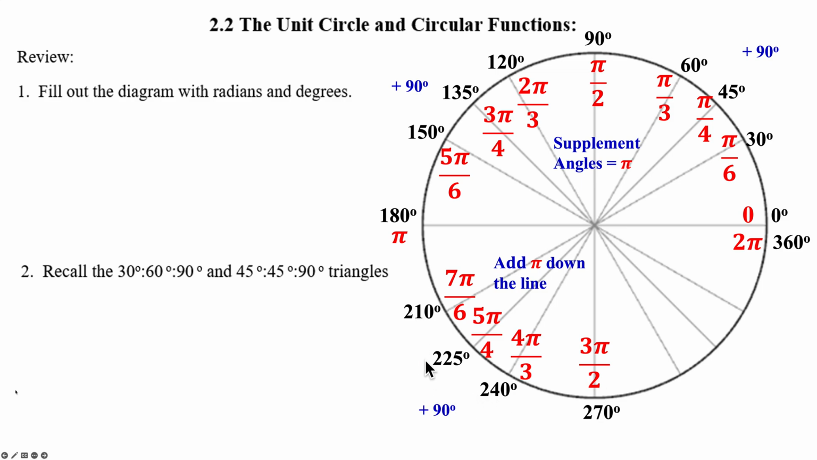Add 90, 210 plus 90 is 300. 225 plus 90 is 315. 240 plus 90 is 330. Again, add pi down the line.